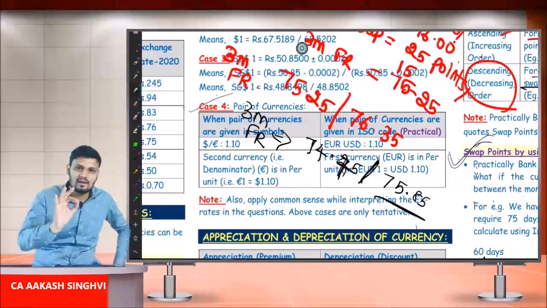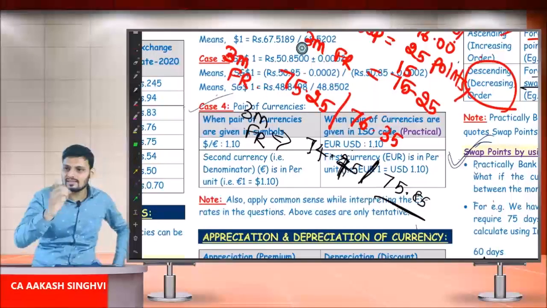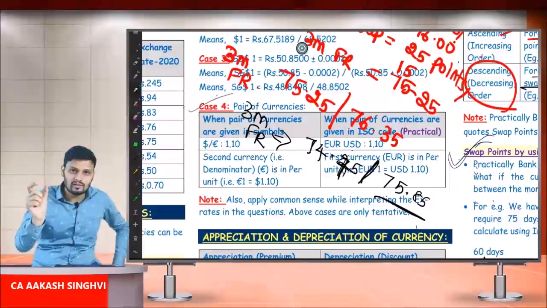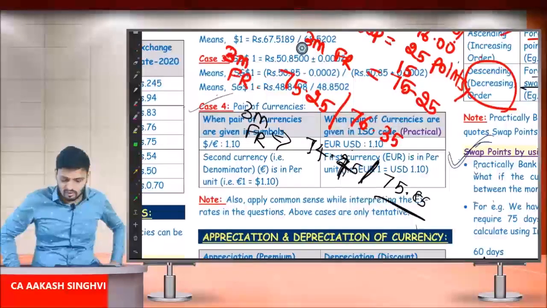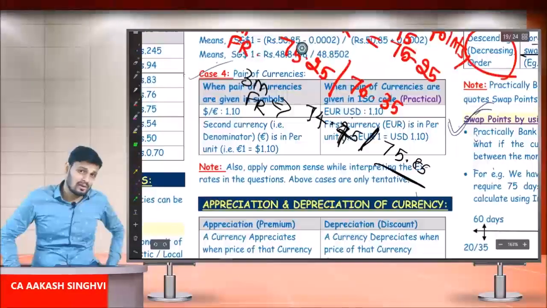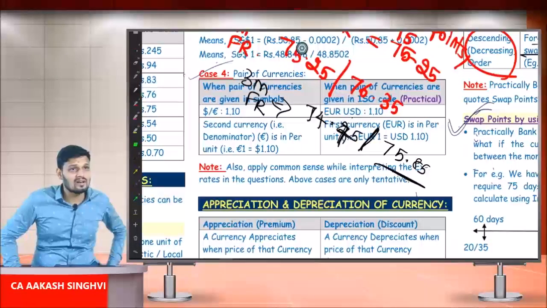So very simple, easy concept. Swap points in ascending order, add them to the spot rate to get the forward rate. Swap points in descending order, reduce them from the spot rate to get the forward rate. Okay. Sir, why are we adding? Why are we reducing? If it is ascending order, we add. If it is descending order, we reduce.